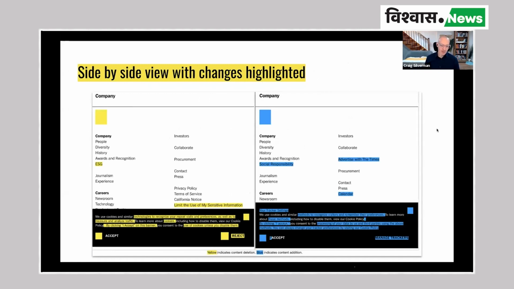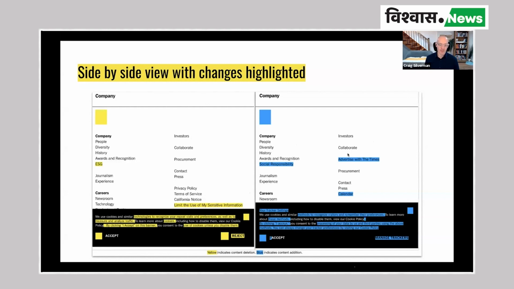And in this case, the major changes that had taken place were at the foot of the page here. We could see that they had changed the menu options and changed some of the text on the bottom. So it is highlighting for us content that has been added or content that has been deleted. Yellow indicates deletion, blue indicates addition.